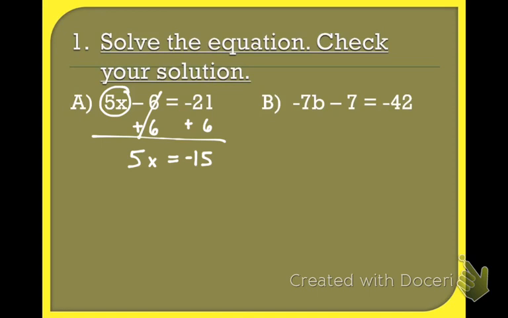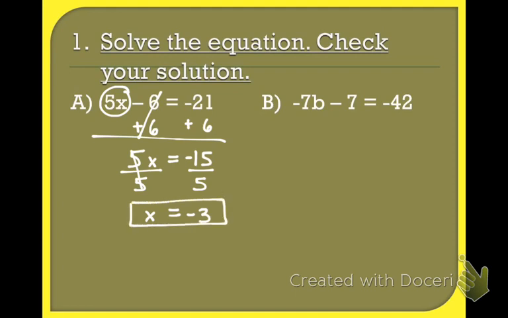Now, this is a two-step problem because x is still not by itself. You can see right here, the 5 is not allowing x to be alone. Remember, when you have a number next to a variable, what does that mean? What does 5x mean? It means 5 times x. So I have to get rid of multiply by 5, and in order to do that, I have to do the opposite, which is divide by 5. These will cancel out, and I'm left with x equals negative 15 divided by 5, which is negative 3.